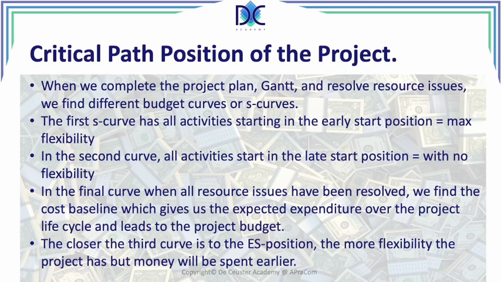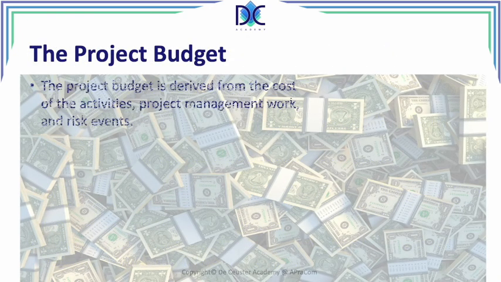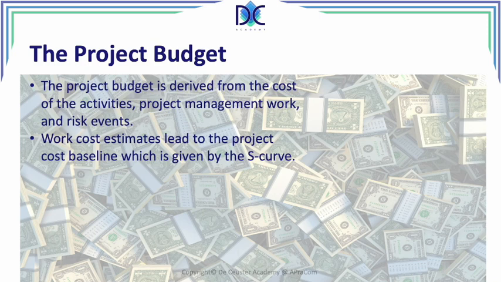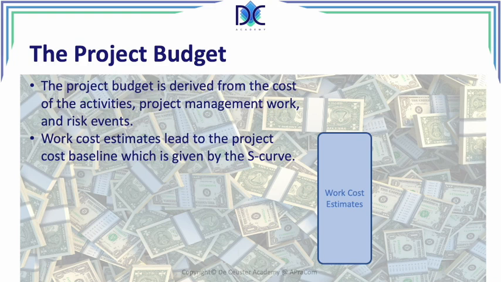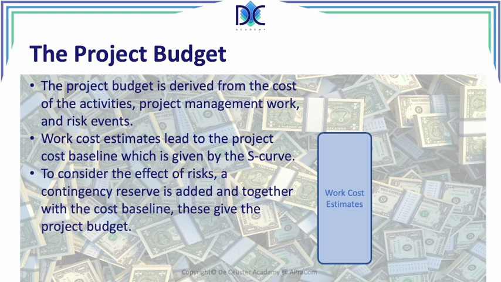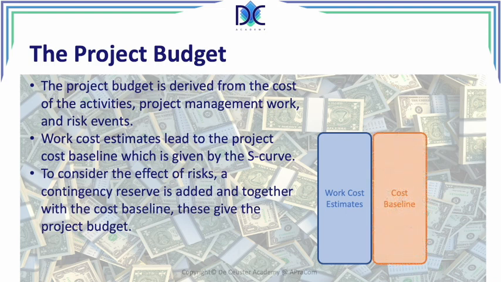Once we start from this, we can determine the project budget. When we look at the budget, we derive the cost from the activities, the project management work and risk events. Work cost estimates lead to the project cost baseline, which is given by the S-curve, and that's in fact the basic cost estimate of the project. Adding here the effects of risk, we can add a contingency reserve, and that contingency reserve is in fact adding the cost that we estimate we will have to invest in order to consider and deal with the risks.